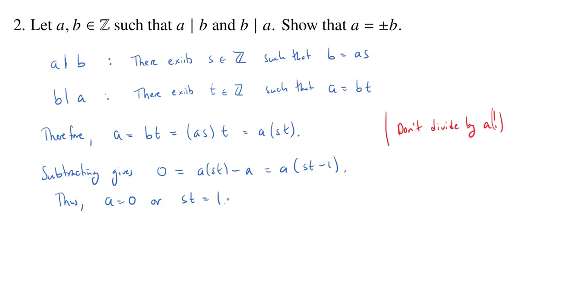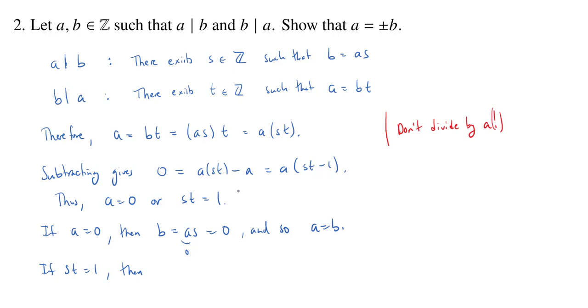Now, at this point, we now know, okay, a could be 0. Let's see what that means. So if a is equal to 0, then what does b equal? Well, b was equal to a times s, but a is 0. So b is also going to equal 0, in which case a and b are definitely equal to each other. So when a is 0, we actually do get a solution, and it matches what we claimed. Okay, so what about if st is equal to 1?